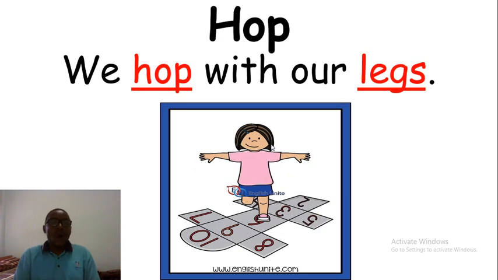Next is hop. Again, hop. She is hopping from one box to another with her legs. So the legs are the ones that help her to hop. The girl is hopping with her legs. How do we spell hop? H-O-P. Hop. So we hop with our legs.